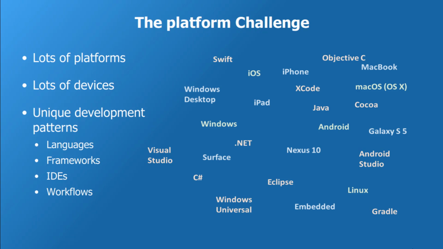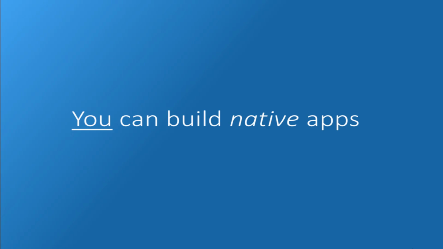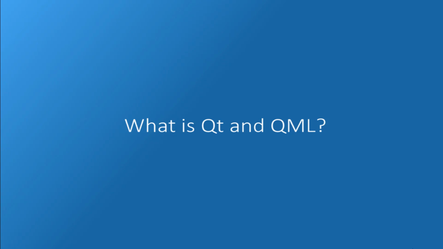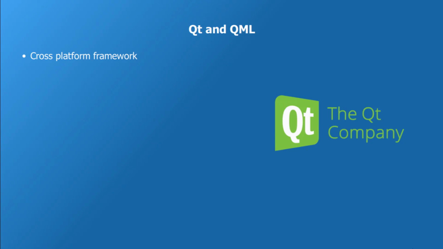So this can all really start to look daunting when you picture it all for native app development. It may require you to hire multiple folks within your company to work on different platforms. And that can deter you a little bit. But I'm here to tell you today that you can build native apps with your JavaScript skills and with Qt. So what is Qt? What is QML? And how is it related to JavaScript?